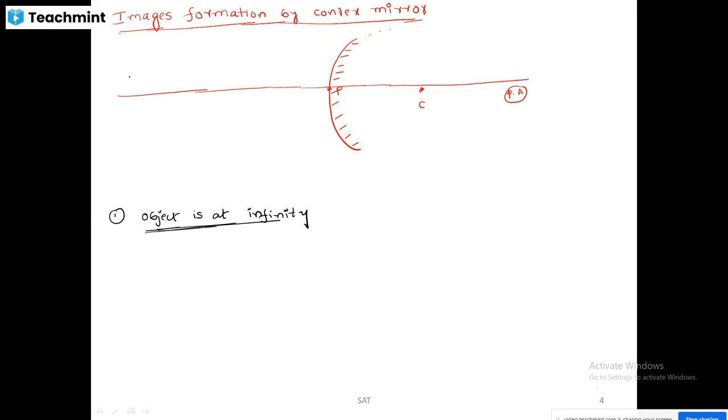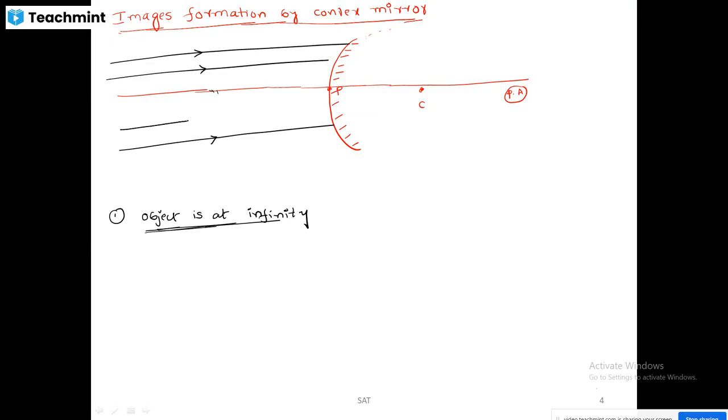I already said that whenever the object is at infinity, all rays are parallel to each other. So these are the rays coming from the object, which are parallel to the principal axis. One more I can take here. These also are rays parallel to the principal axis, coming from the object at infinity. We know one rule, the image formation rule in the case of a convex mirror: the rays which are parallel to the principal axis, after reflection, appear to meet at the focus.